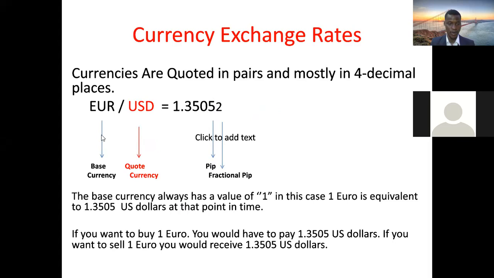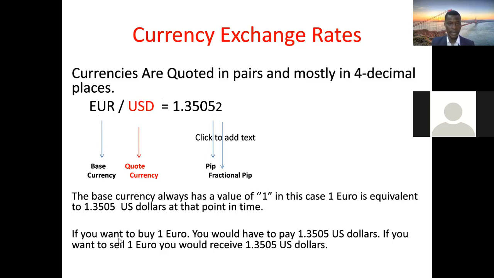So we are looking at the base currency always has a value of 1. The other number means it takes you 1 euro to have 1.3505 USD. So always the base currency is 1. In this case, 1 euro is equivalent to 1.3505 US dollars at that point in time. It changes, it increases or reduces, but at that point in time, that's what it is.